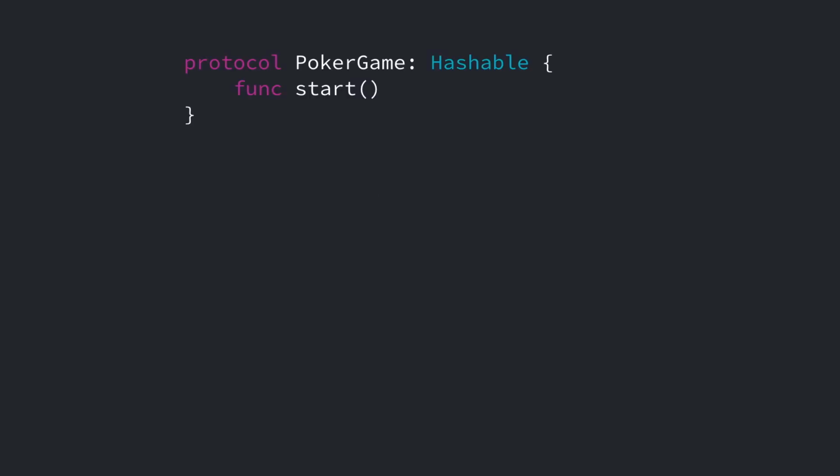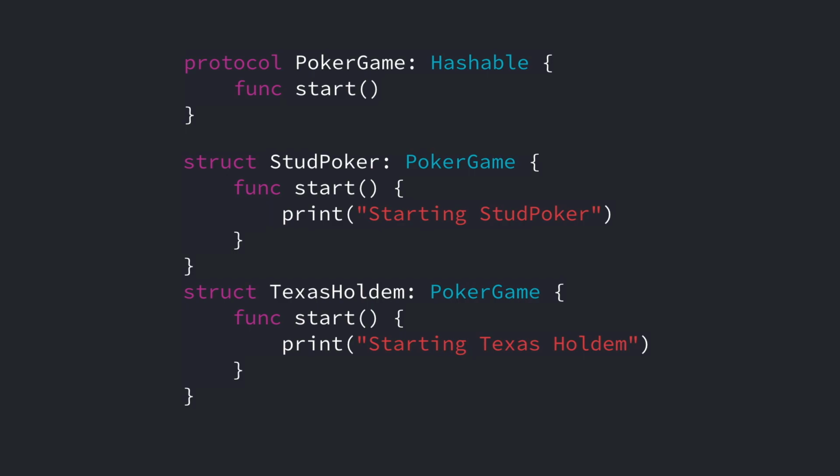And there's another thing. We have protocols as well, of course. And they also can bring some problems once you want polymorphism. And I also want to show how enums can help here. So let's say we're making a poker game and it inherits from hashable. So any type that is a poker game is something we can stick in dictionaries and sets, etc. Now we have Stud Poker and Texas Hold'em, and they both inherit to our poker game protocol. I left the implementation out otherwise.